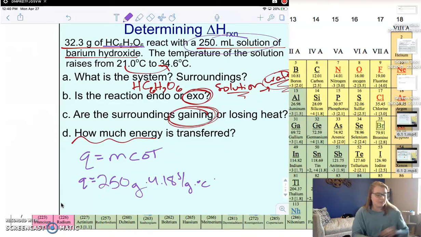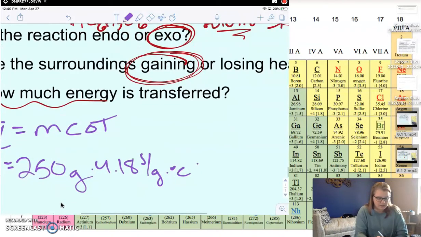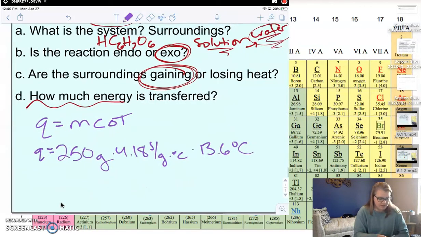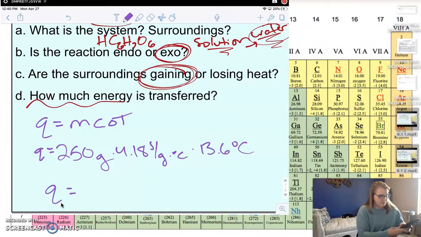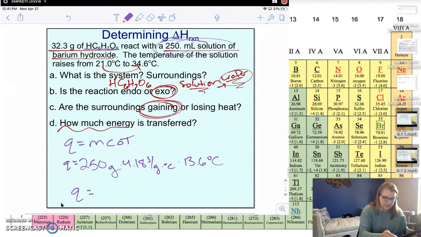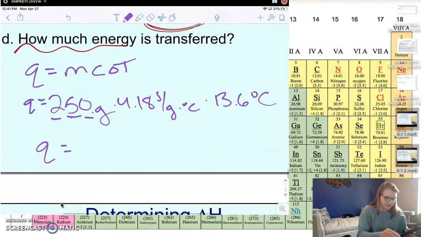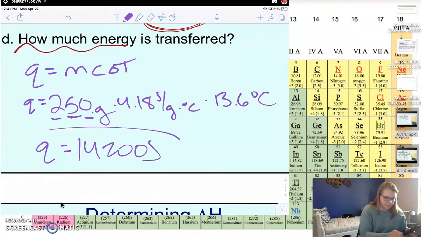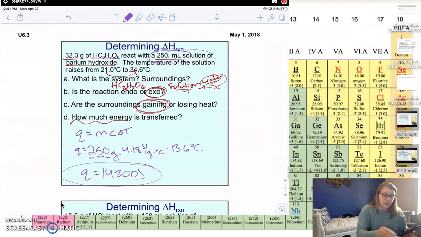Delta T is going to be my change in temperature. So it went from 21 to 34.6. So I'm going to subtract 21 from 34.6, and I'm getting 13.6. All right, so I can go ahead and figure out Q from there. So 250 times 4.18 times the 13.6. This was 250, so this technically had 3 sig figs along with everything else. So I'm going to go with 3 sig figs: 14,200 joules.